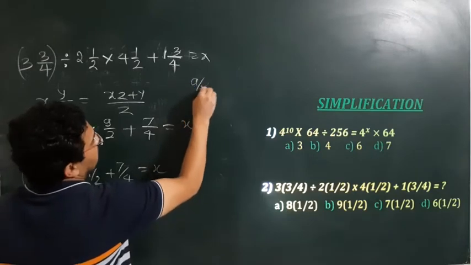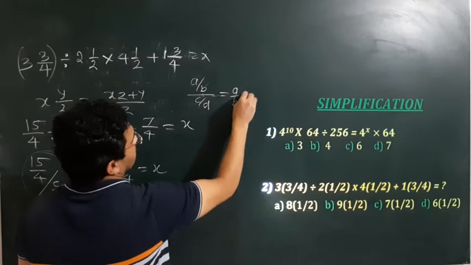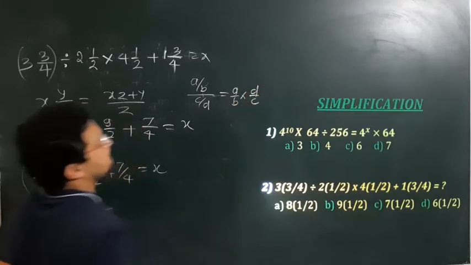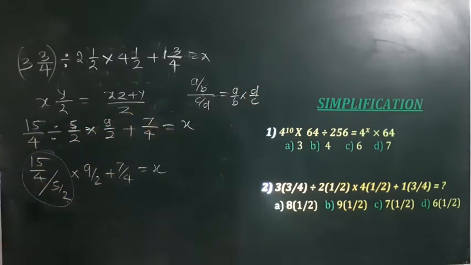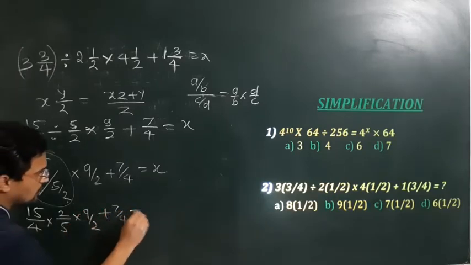If A divided by B whole divided by C divided by D, it can be written as A divided by B multiplied by D divided by C. Okay, D will move up and C as it is. Similarly, A, B, C, D. So it can be written as 15 by 4 multiplied by 2 by 5 into 9 by 2 plus 7 by 4 is equal to what?